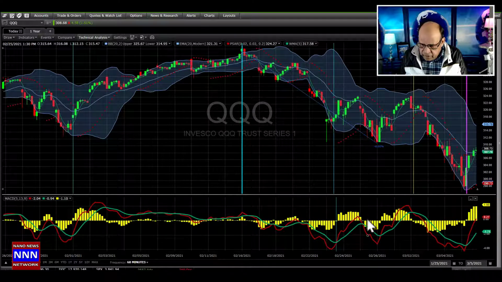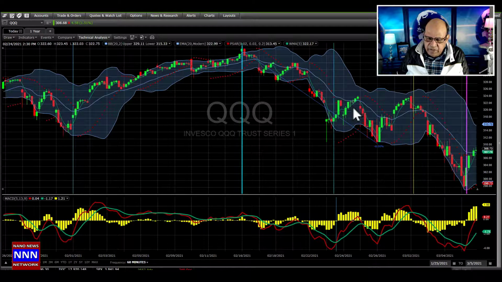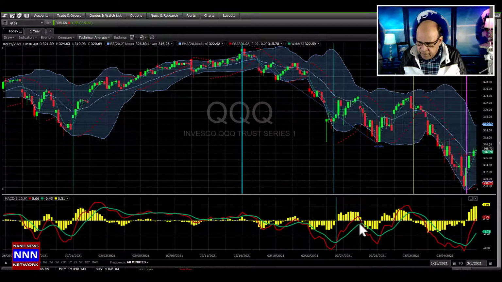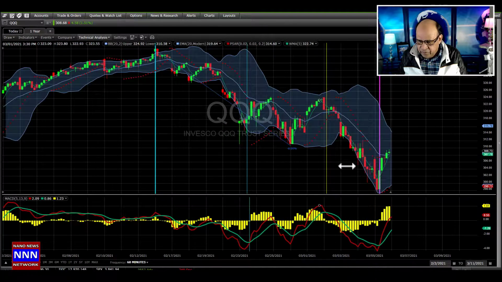And this is where it crossed. But by the time you got in, it would have been like 322, maybe 4 points at the most here. But nonetheless, it gives you some signals as to where to get in and get out. We had a similar one here. And the most important question is, of course, this one, which I want to go over.